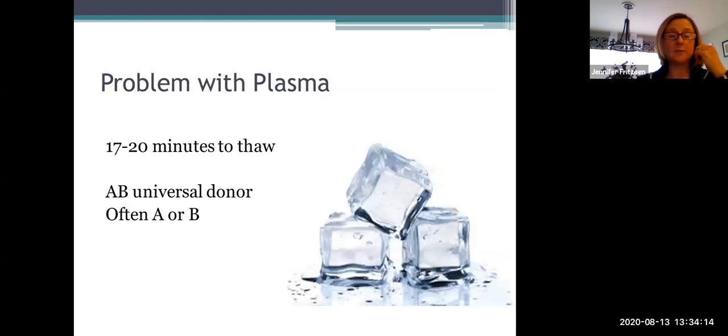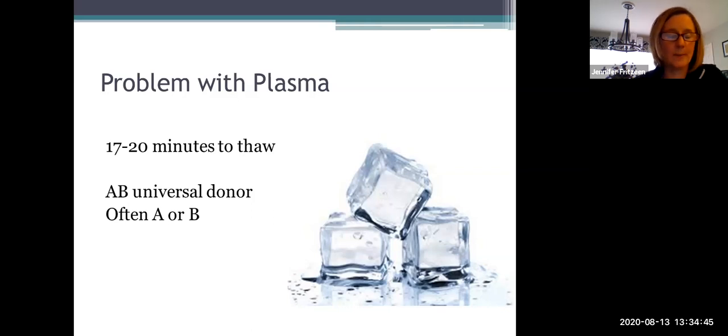Now, the problem with plasma, as we all know, is it takes 17 to 20 minutes to thaw. And when you have a hemorrhaging patient, 17 to 20 minutes is an absolute eternity. And so it's one of the reasons we have to think to activate massive blood transfusion protocols earlier versus later, and then cancel if we don't need it. I will share with you that the blood bank is working on having thawed plasma available. And so hopefully this problem will be a thing of the past by the end of the year or somewhere into 2021.